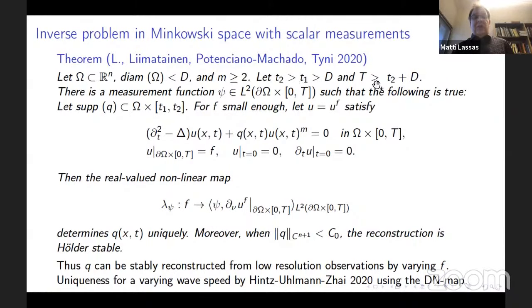And then we assume that the potential is supported in times before T2, where small T2 satisfies this condition here. This guarantees that all signals from the support of Q can reach the boundary. So there are this type of results, but then the domain where Q can be reconstructed is restricted.